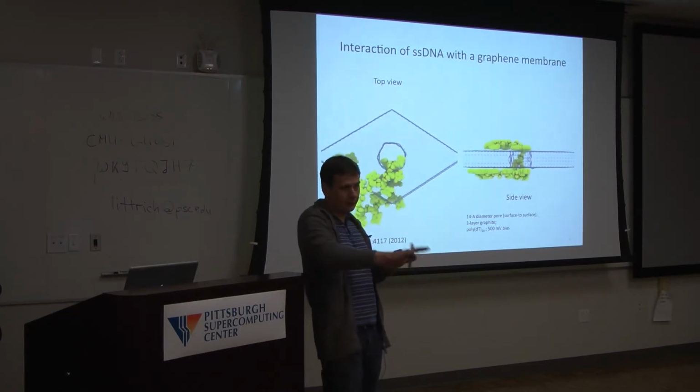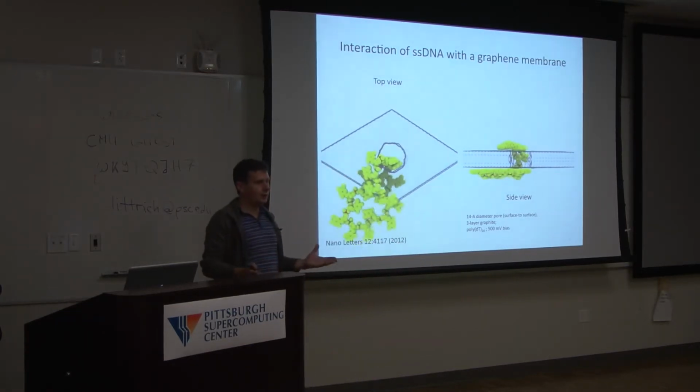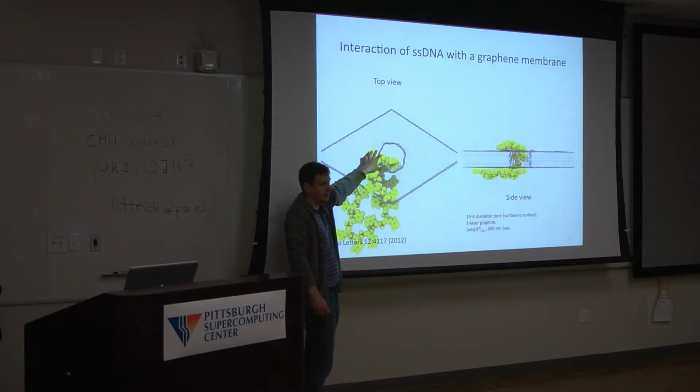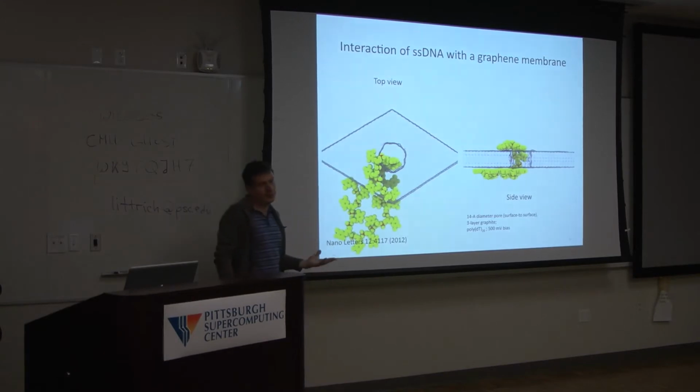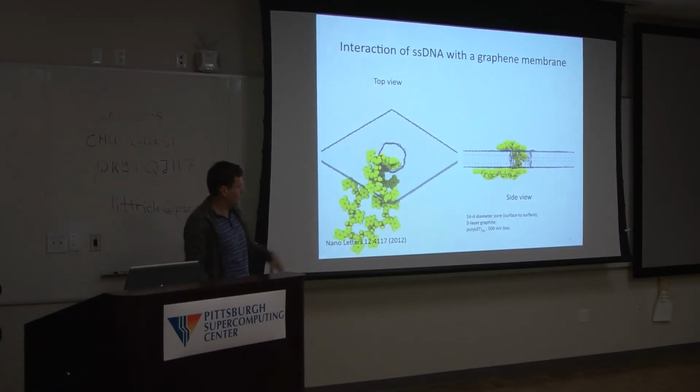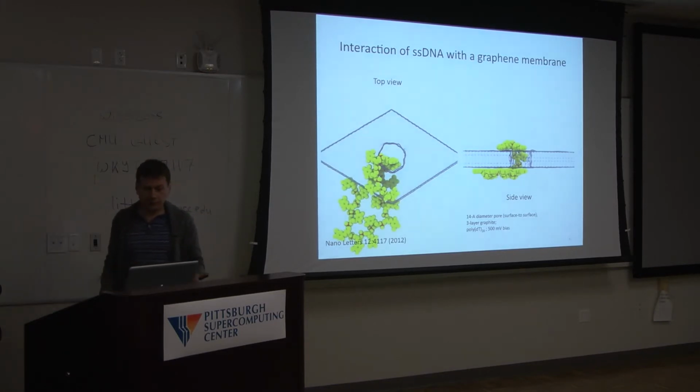Why does it happen? Why does it move around like that? The answer to that is because graphene is atomically smooth. So every piece of graphene is just like the other one. So there is nothing preventing the DNA from moving around it. So it's basically a 2D diffusion with almost zero friction. That's why it moves around so much. So that was the first observation.